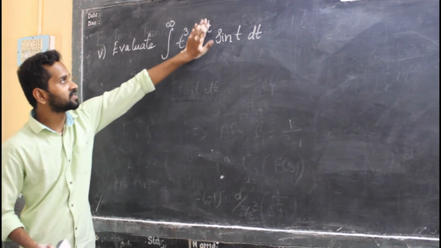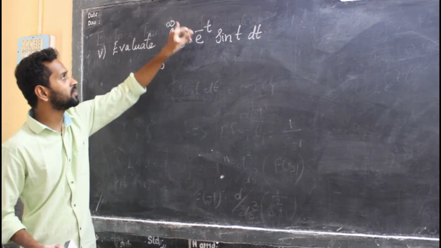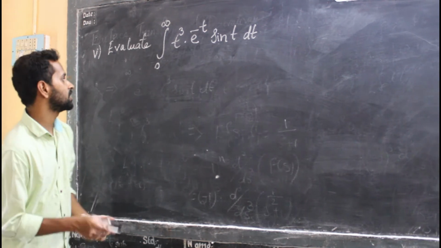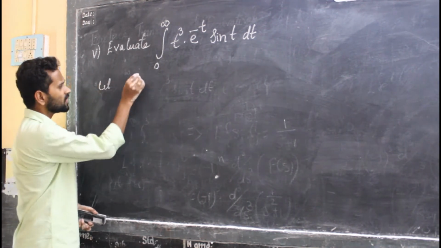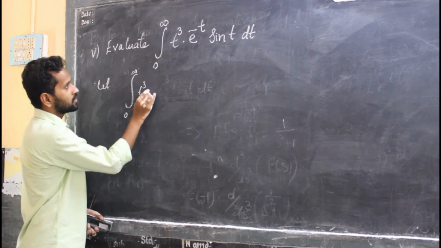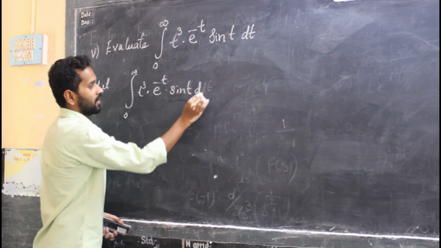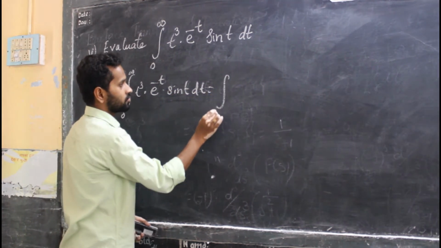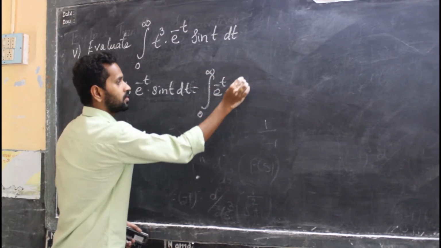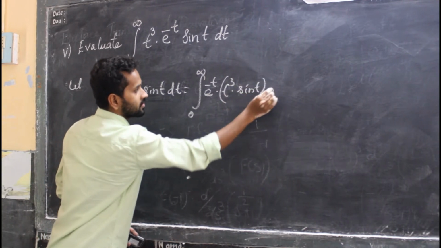t cube into sin t separately comes means we know how to solve this problem. But something is coming: integral 0 to infinity and e to the power of minus t. Now how to solve this type of problems? We will be seeing that. Let the integral from 0 to infinity of t cube into e to the power of minus t into sin t, I will write as the integral from 0 to infinity of e to the power of minus t into t cube into sin t dt.